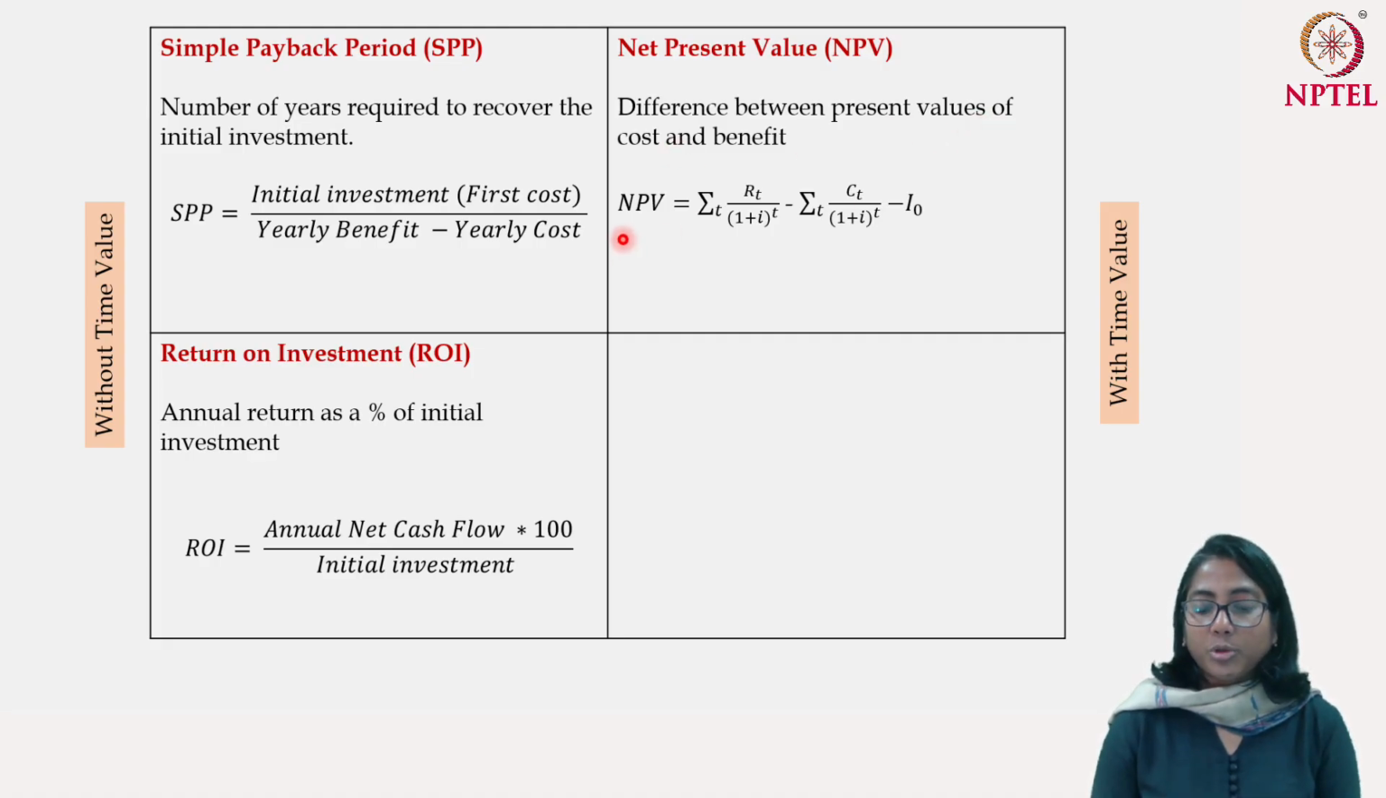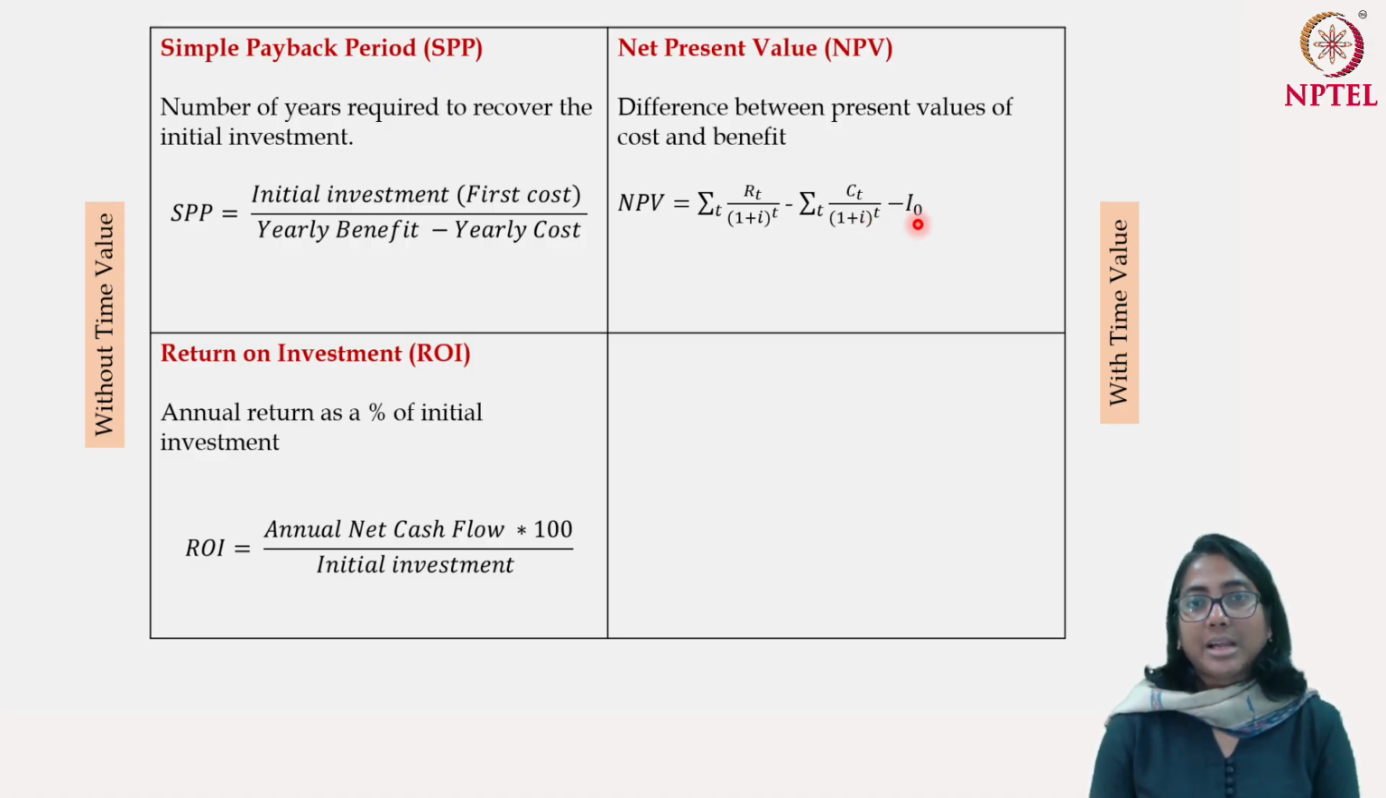If you look at the formula here, NPV is summation over T, where T is the time period, of RT divided by (1 plus I) to the power T, minus summation over T of CT divided by (1 plus I) to the power T, minus I naught. What is RT? RT is the return from the project generated at time period T. I is the rate of interest that is prevailing in the market. CT is the running cost that you have to incur at time period T in order to run the project. And I again is the same rate of interest.